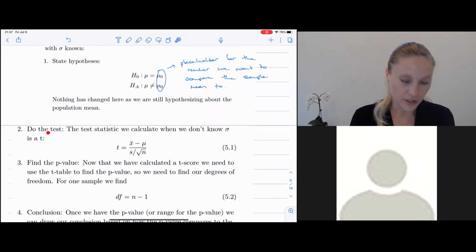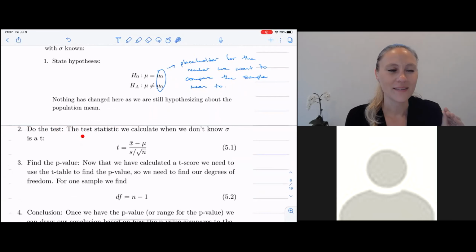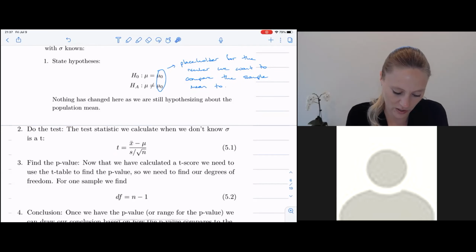Step 2, do the test. The test statistic that we calculate is going to be a t. But how we calculate it really doesn't change. It's just that our S, our sample standard deviation, is being used instead of our population standard deviation. The calculation stays the same.